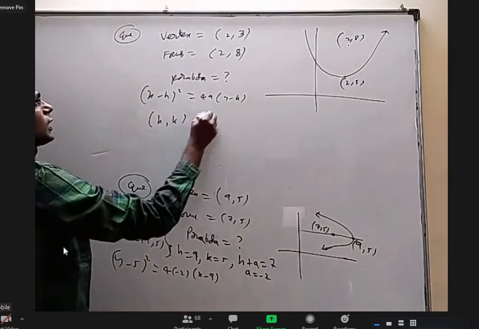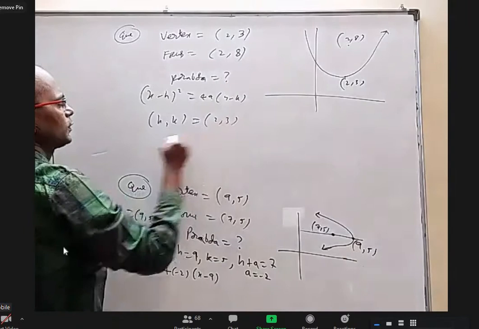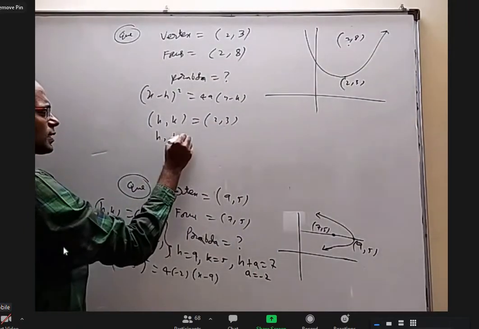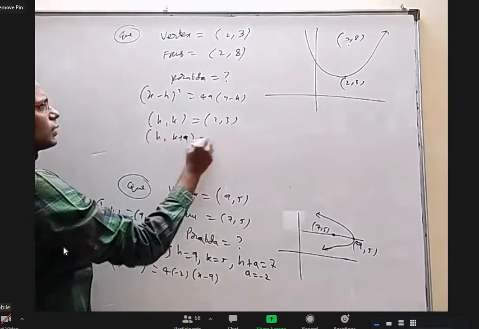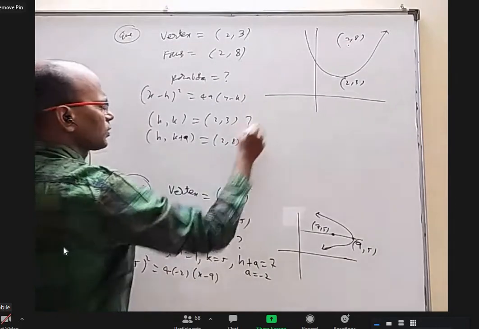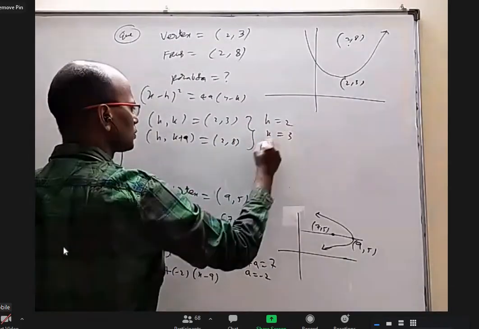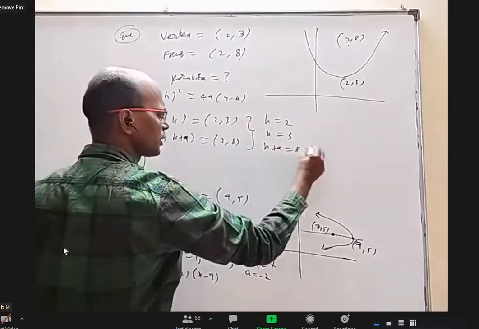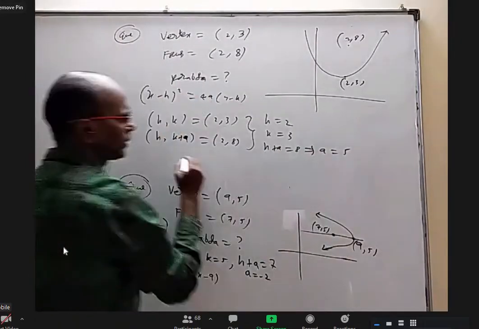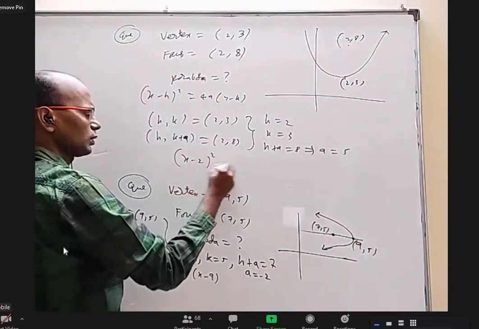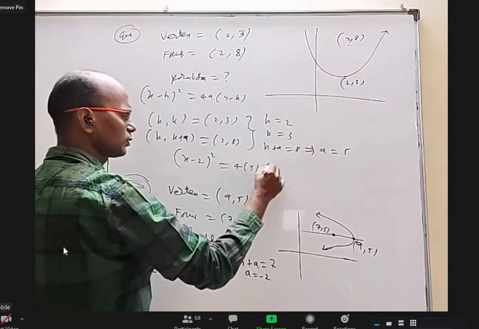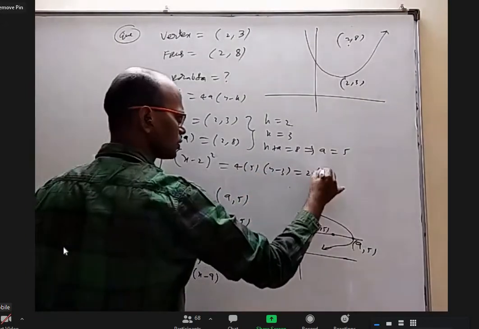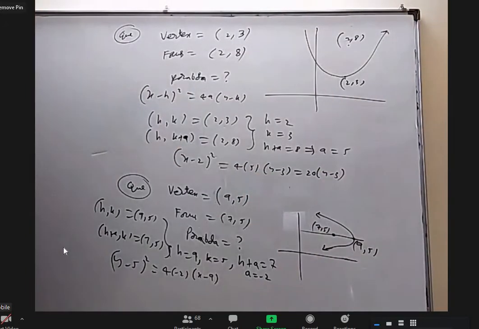(h, k) is equal to (2, 3). (h, k plus a) is the formula for the focus, which is (2, 8). From this h equal to 2, k equal to 3. k plus a equal to 8 implies a is equal to 5. So x minus 2 whole square is equal to 4 into 5 into y minus 3, which is 20 times y minus 3.